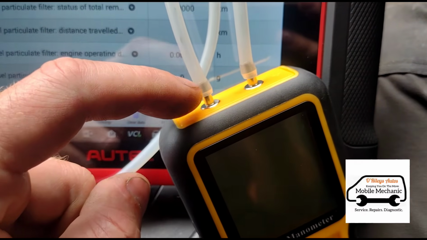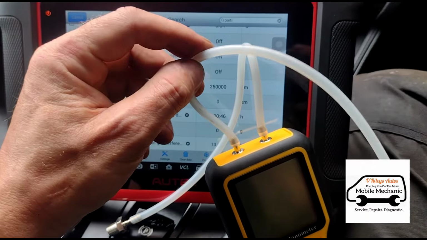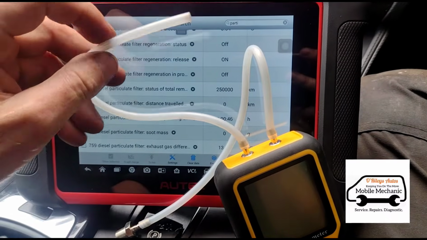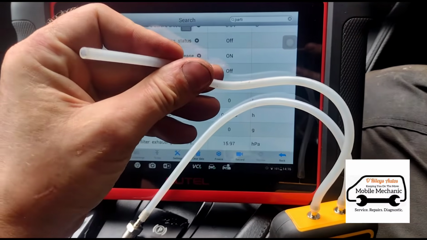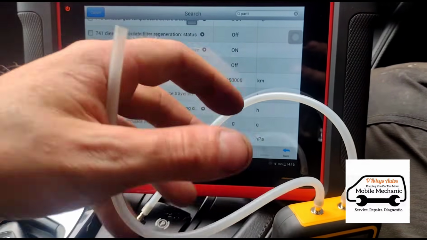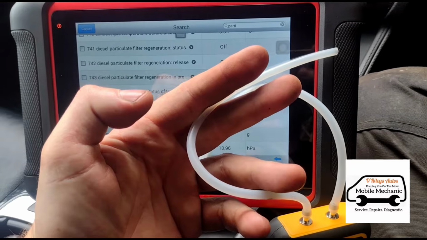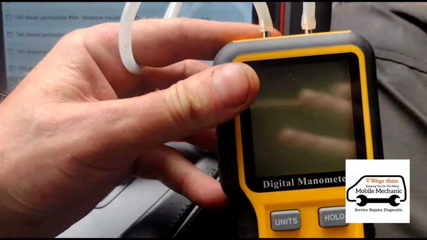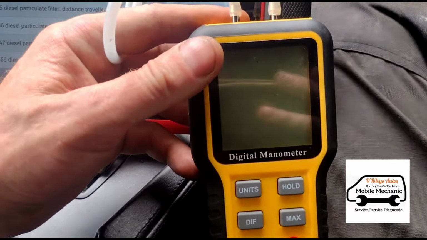So you could have a blockage in the metal pipe of the soot, or you could have a split hose that leads to the pressure sensor, which would be something like this but a little bit more substantial. And the other scenario is that the DPF pressure sensor itself is just giving you the wrong readings, and a good way to measure that is by looking at one of these digital manometers.